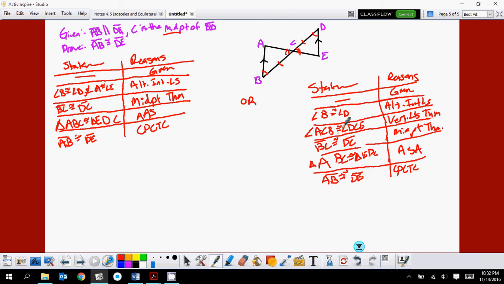Okay, do you use alternate interior angles? Do you maybe use vertical angles as well? You didn't have to use vertical angles. Okay, so you could have saved a line there. So these proofs, there's more than one way to do them. Okay, so there's not one set way that is correct. Or that's the only correct way, I should say. So both of these are correct proofs. You can pick either way, okay?